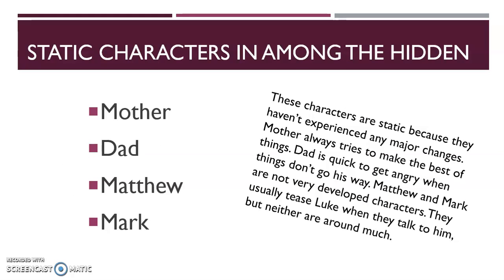Here are some examples of static characters that we've met so far in Among the Hidden: Mother, Dad, Matthew, and Mark. These characters would be considered static because they haven't experienced any major changes. When you think about their character traits, Mother always tries to make the best of things. Dad is quick to get angry when things don't go his way. Matthew and Mark, Luke's brothers, are also not very developed characters. Usually when we see them in the story, they're teasing Luke when they talk to him, and neither of them are even around that much to begin with.